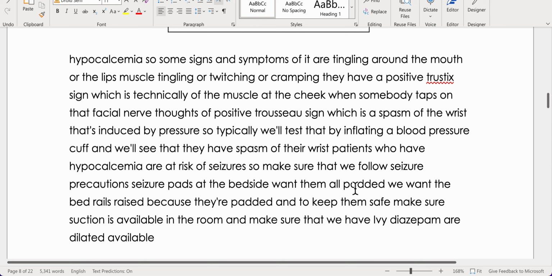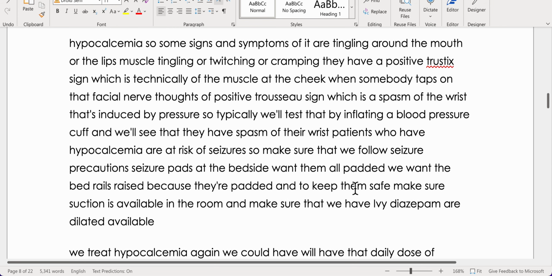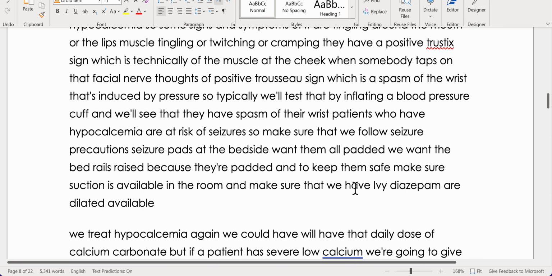Patients who have hypocalcemia are at risk of seizures, so make sure that we follow seizure precautions. Seizure pads at the bedside, we want the bed rails raised and padded. To keep them safe, make sure suction is available in the room, and make sure that we have IV diazepam or dilantin available.